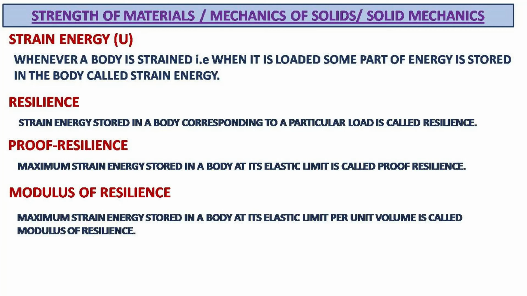Resilience is the amount of strain energy stored in a body corresponding to a particular load within elastic limit. This value depends on the load applied. So this value in a material is not constant. Proof resilience is the maximum strain energy stored in the body at its elastic limit. For any given material there will be only one load corresponding to its elastic limit. Therefore, proof resilience is constant for a given material.